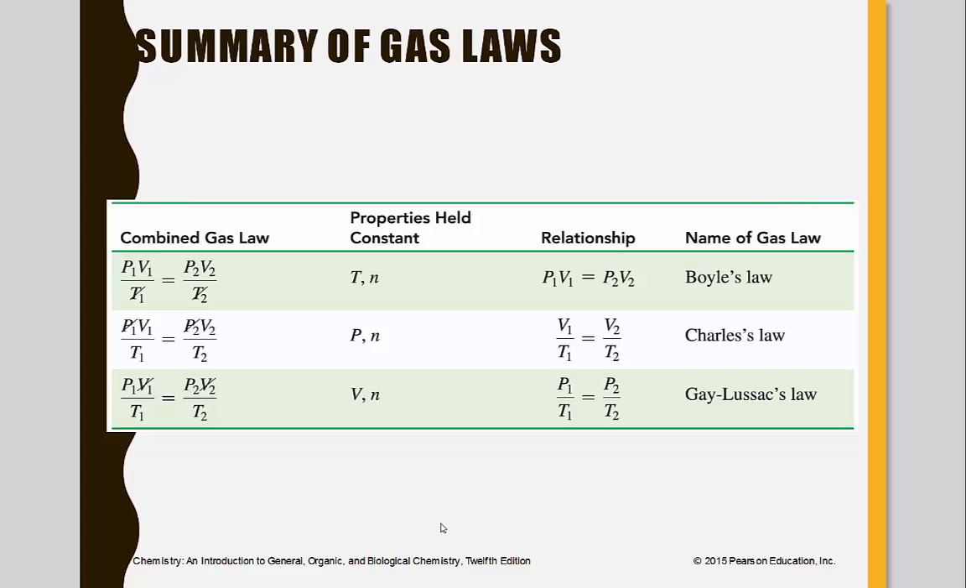If we look at the whole set of the combined gas law and just look at two variables at a time, for instance, if the temperature remains constant, that means the temperatures here would cancel out, and that would essentially give us Boyle's law. If the pressure remains constant, that means here and here there's no change, and that would equal out to be 1, and that gives us Charles's law. If the volume stays constant, that means V1 and V2 for Gay-Lussac's law would cancel out to be 1.